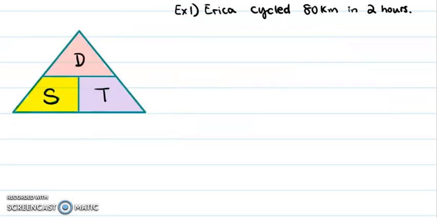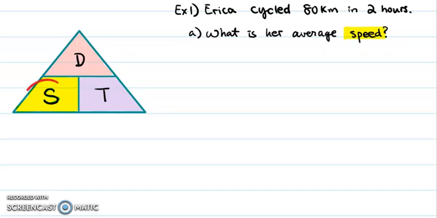All right, let's put this into practice with our first example. Erica cycled 80 kilometers in 2 hours. Let's find her average speed. Now, the question is asking for speed. So I am looking for speed in my triangle, and I see that it would be distance over time. So let's plug some information into our formula here. Speed, here's distance. I have 80 kilometers in my question here. And for time, I have 2 hours.